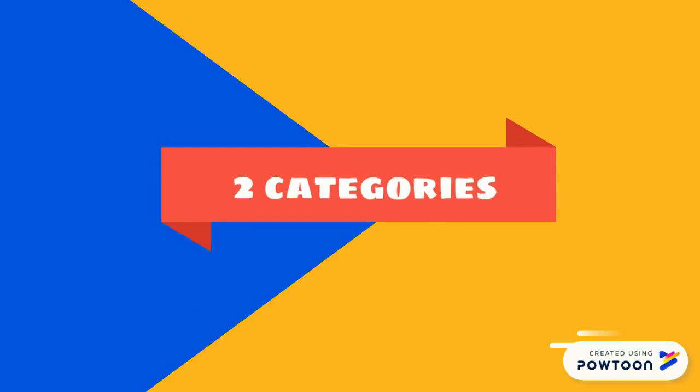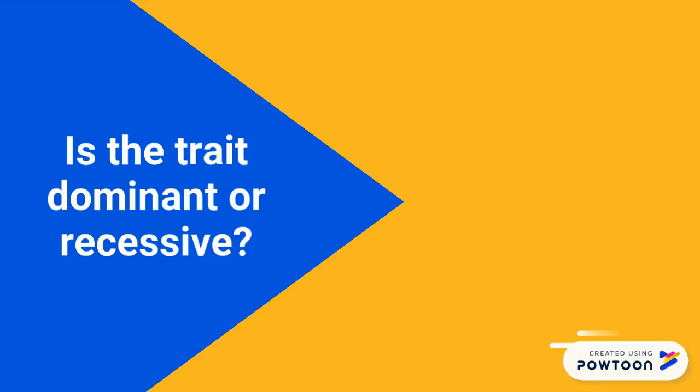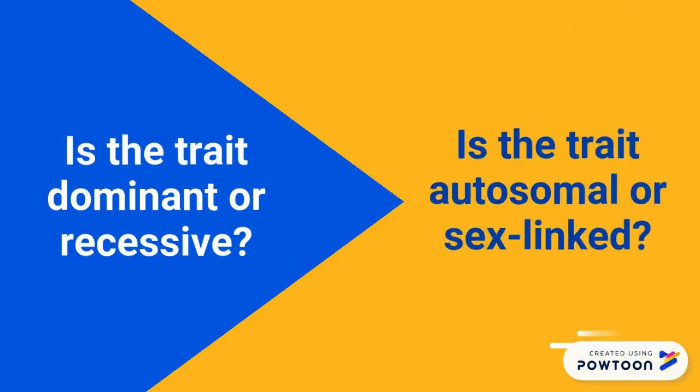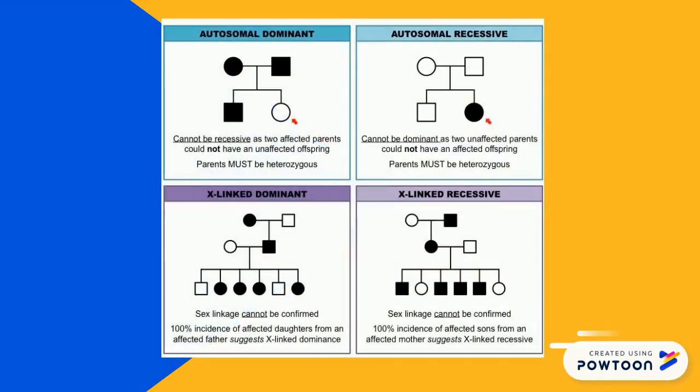When reading a pedigree, it is important to distinguish between two categories. First, is the trait dominant or recessive? Second, is the trait autosomal or sex-linked? Autosomal traits are located on non-sex chromosomes, while sex-linked traits are on one of the sex chromosomes.